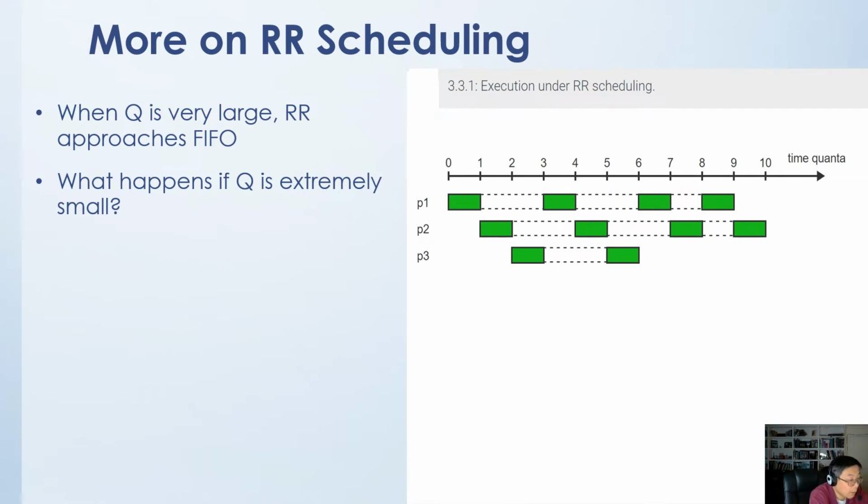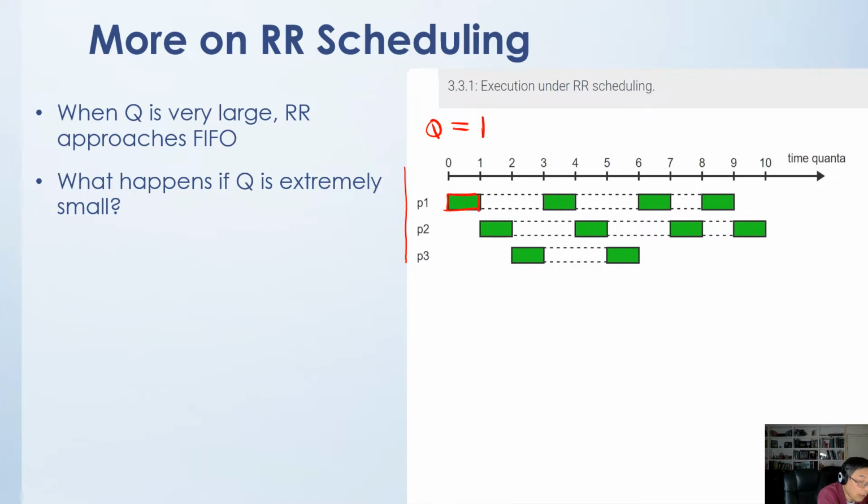Okay, so let's discuss more on the round-robin scheduling. Look at this example. It's the same example we used in the previous slide. We have 3 processes, process 1, 2, and 3, and the time quantum is 1. Processes 3, 1, 2, 3 are in the round-robin queue, and process 1 is selected.